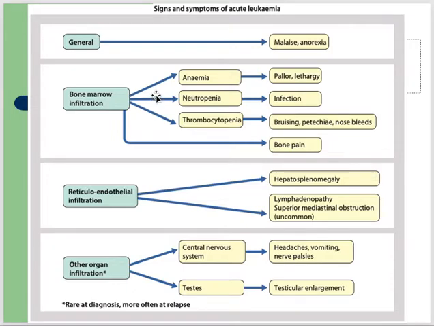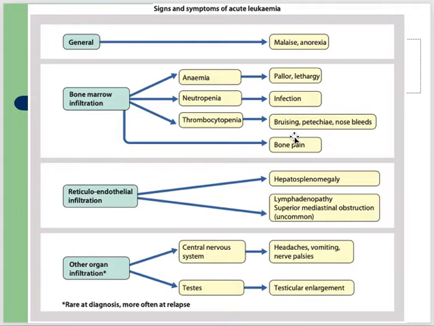So when RBCs cannot be formed, the patient will present with anemia, pallor and lethargy, and all the other features of anemia. When the WBCs will not be formed, neutropenia or infections, and when platelets will not be formed, thrombocytopenia or bruising, petechiae, and remember the superficial type of bleeds. And because the bone marrow is in the bone, they will present with bone pain. Okay.